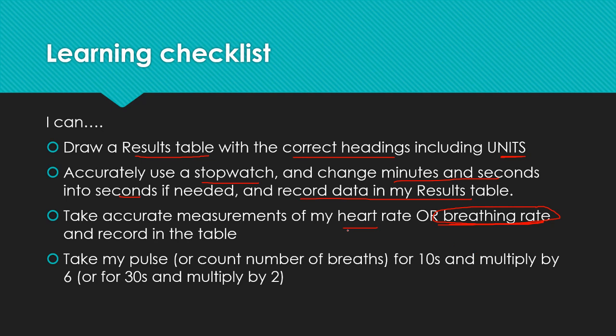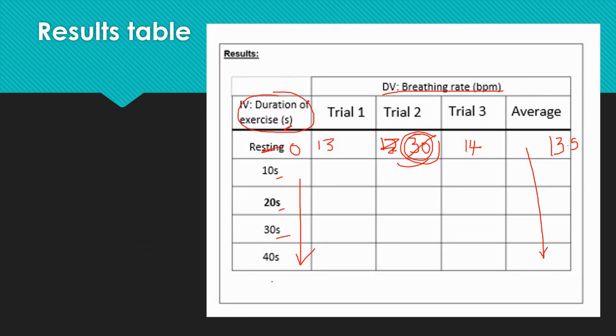All right. And then practice taking your pulse or counting your breath for 10 seconds and multiplying it. So, if you take your pulse for 10 seconds, you need to multiply by 6 to get it in beats per minute. Remember, beats per minute is going to be our gold standard for heart rate. Or you could take your heart rate for 30 seconds and multiply it by 2. Okay, so that's going to go into our table here as breathing rate or breaths per minute.